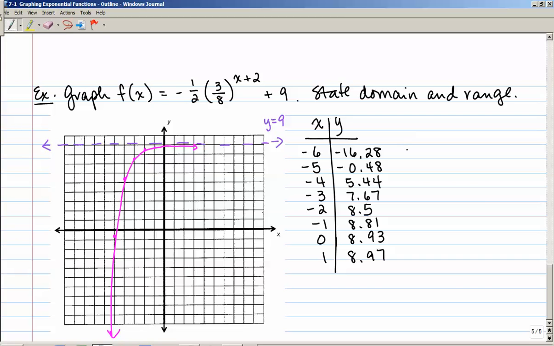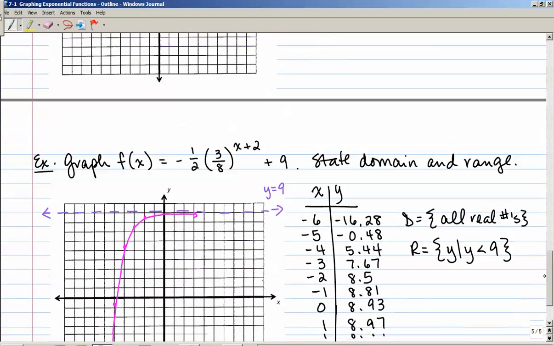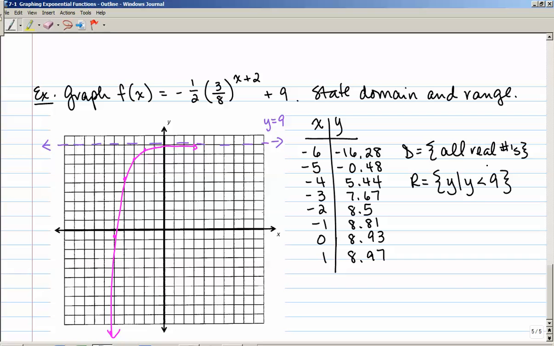Great. So my domain, again, is all real numbers. My range, because my asymptote is at y equals 9 and my graph is below that, it's going to be y is less than 9. Notice it can't be equal to. I didn't say that on this one, did I? No. Y has to be less than 9 in this case.